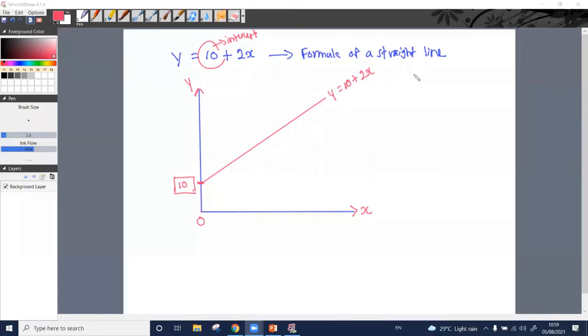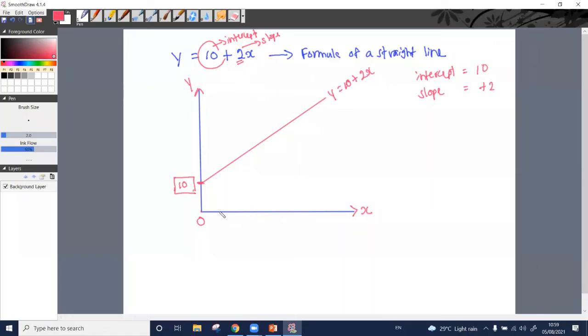Not +2. The value of the intercept is 10. The value of the slope is +2. Don't mix these two. This is the slope value: in bx, b is the slope. This is the variable x, right? By substituting figures for variable x, we can get the y values.